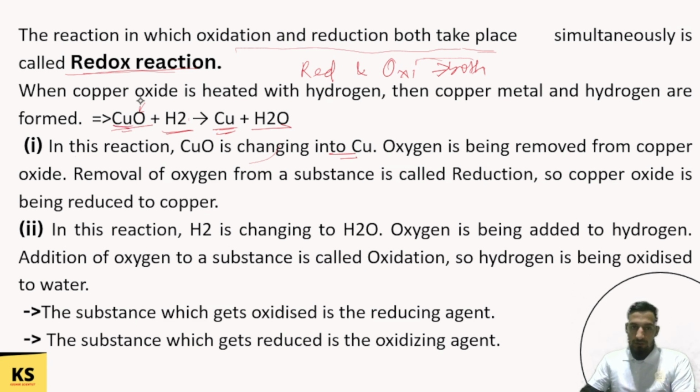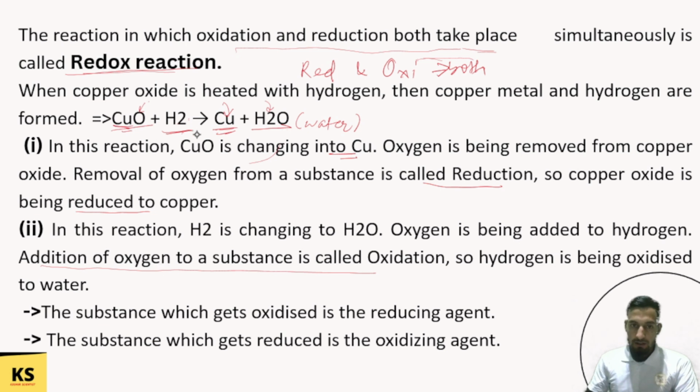When this is removed, we say that this is reduction. Removal of oxygen from a substance is called reduction. So reduction has happened. Copper oxide is being reduced to copper. Similarly, in this reaction, H2 got added with oxygen to form water. Hence, since there is addition of oxygen, we say that oxidation has occurred.